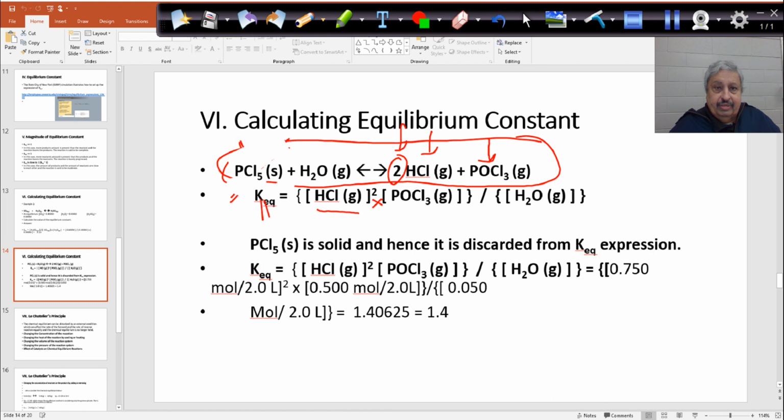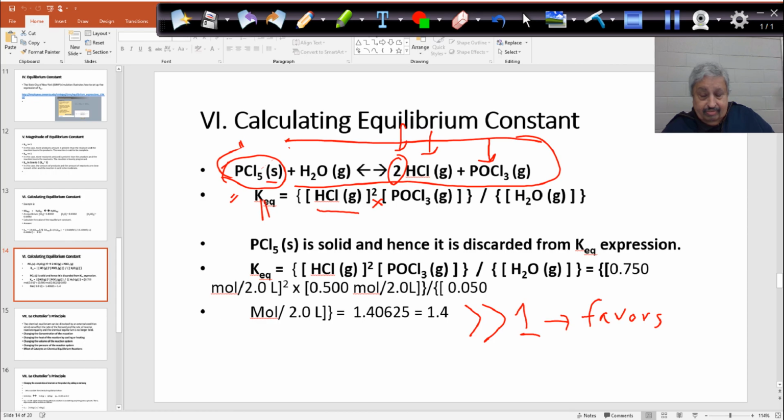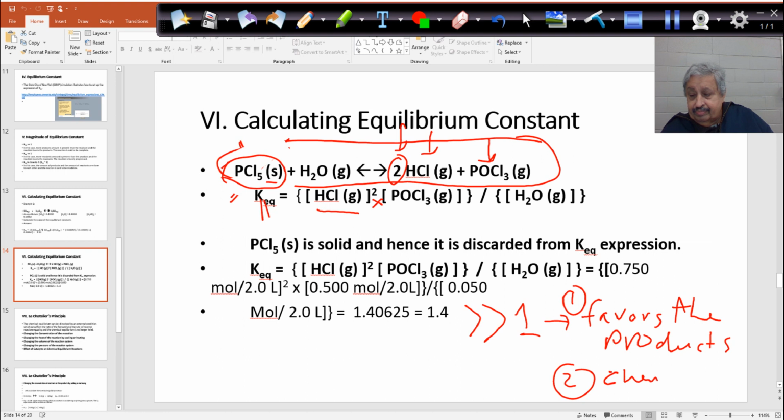It's not part of the what? Part of the expression of the equilibrium constant. Then you plug in all the numbers. Again, you get a value of 1.4, which is greater than 1. Your conclusion of this is that it favors the products. The chemical equilibrium favors the products, correct? That's number one. Number two, the chemical reaction goes to completion.